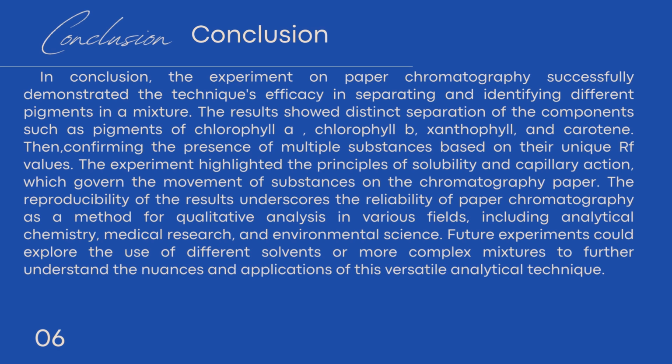To conclude, this experiment on paper chromatography successfully demonstrates the technique's efficacy in separating and identifying different pigments in a mixture. The results show distinct separation of the components such as pigment chlorophyll A, chlorophyll B, xanthophyll, and carotene, thus confirming the presence of multiple substances based on their unique RF value. The experiment highlights the principle of solubility and capillary action, which govern the movement of substance on the chromatography paper.